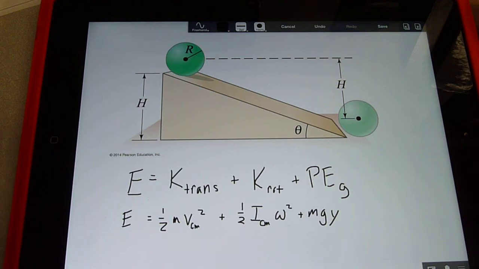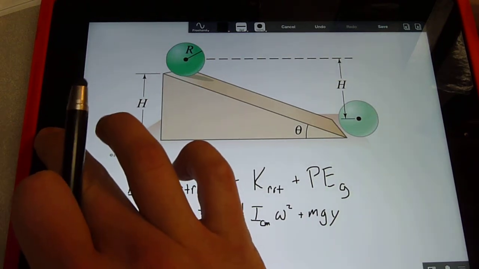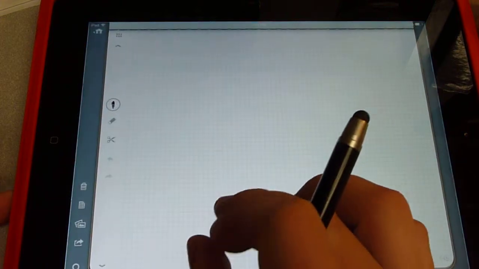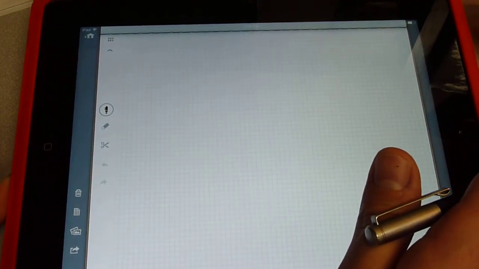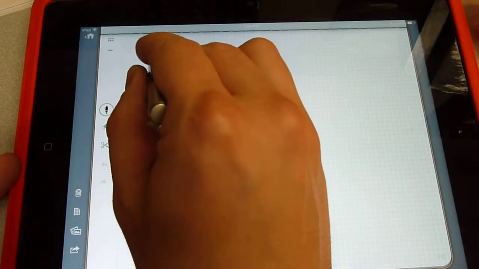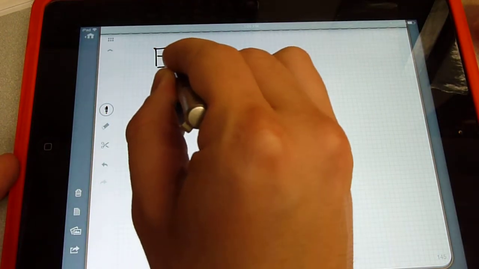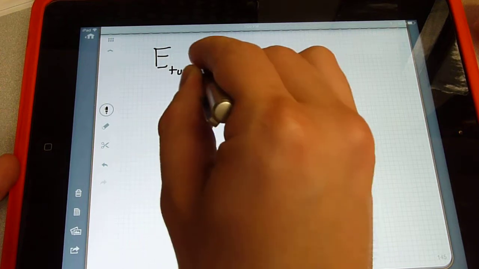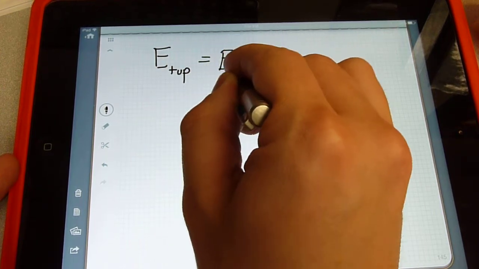So let's use this to find the speed at the bottom of the ramp, and then we can do a quick comparison to the total speed that we would get if I just slid down the ramp. So we'll do energy conservation. It starts the same way that energy conservation started a few chapters ago. Let's say the energy at the top has got to equal the energy at the bottom.